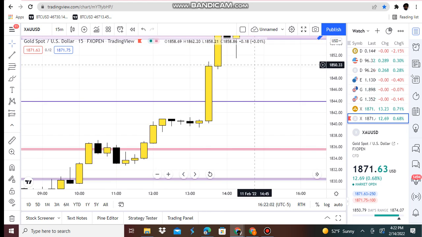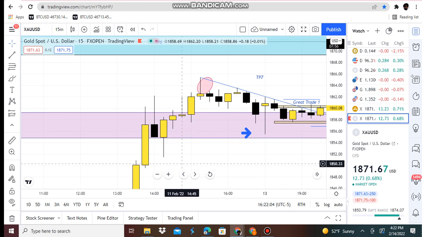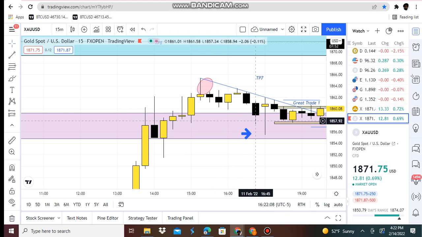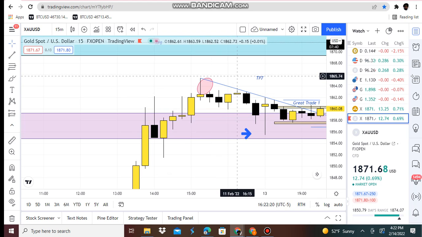After price makes this extended uptrend, price will show us some type of candlestick pattern, letting us know that price is likely to reverse. As we see the shooting star pattern, and then we see smaller candlesticks, letting us know that price is exhausting, as buyers are starting to get exhausted after this major uptrend to take profit 7 at 1865.